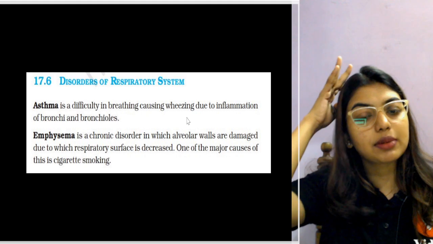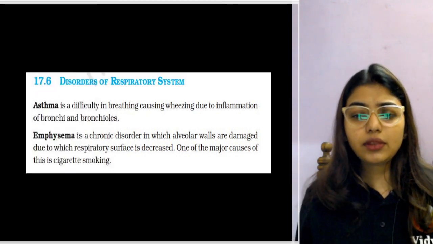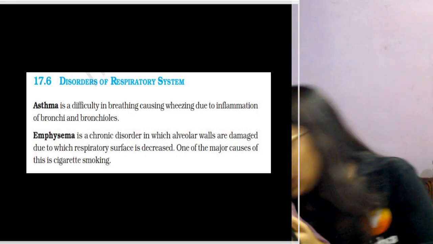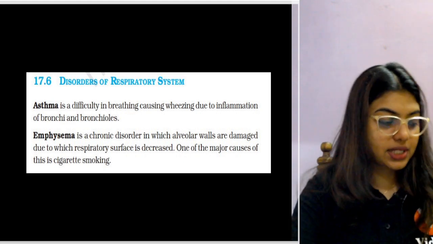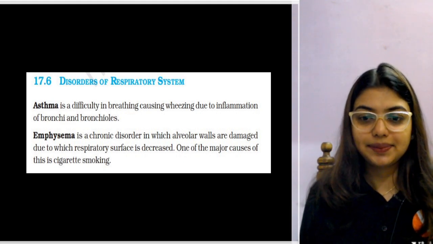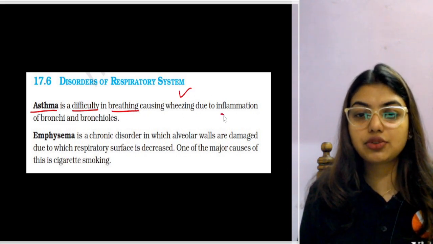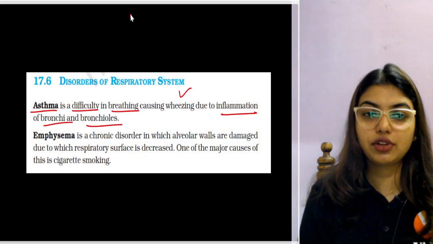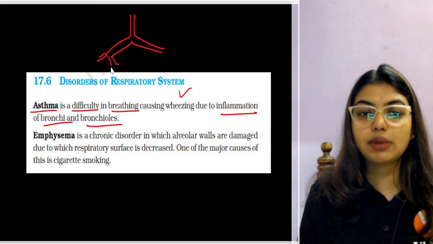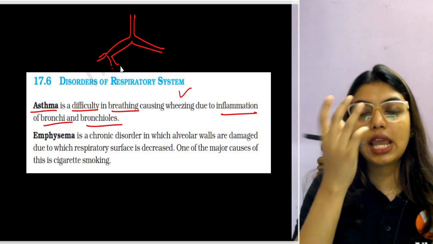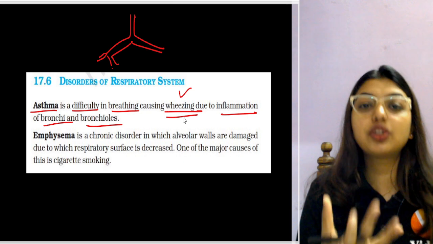Now, disorders of the respiratory system, students, very simple disorders which you have learned in your previous classes as well. Asthma is a difficulty in breathing causing wheezing due to inflammation of the bronchi and bronchioles. All of you remember your bronchioles are there. So when swelling happens here, this will cause asthma, because of which there will be a lack of oxygen, and this will cause wheezing. We will try very hard to get in the air.